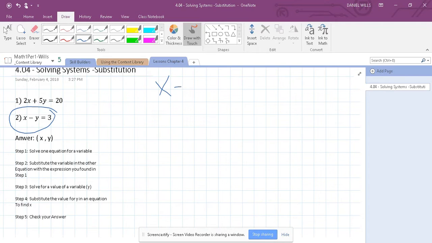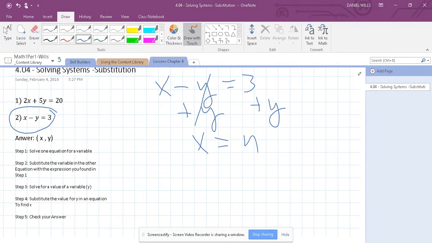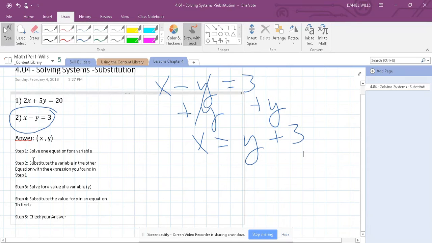All right, so let's put that up there in our workspace. So we have x minus y equals 3. Okay? To solve this, it's one step. You just add y to each side. These two cancel out, and you have x equals y plus 3. And I'm also going to put that down here below step 1 just to keep track of it. All right, so x equals y plus 3.